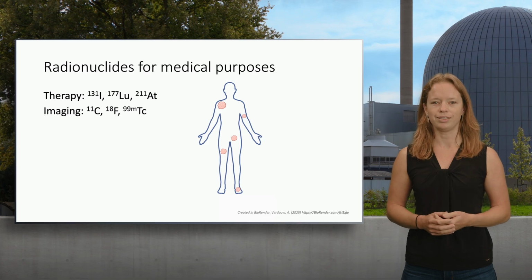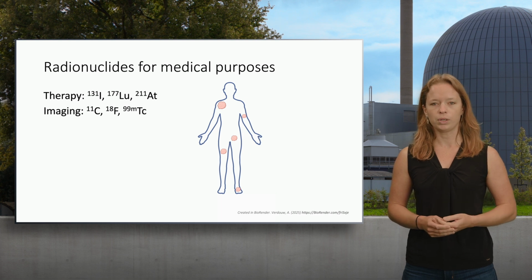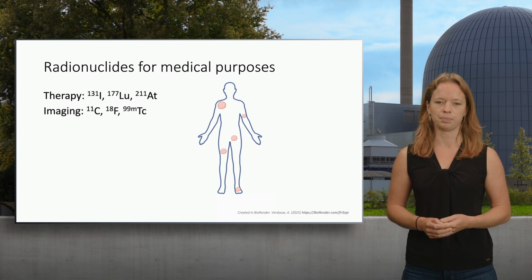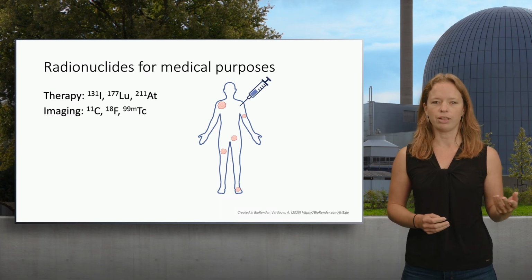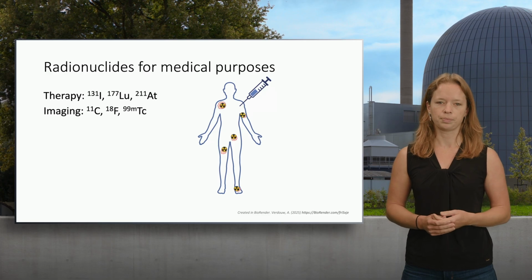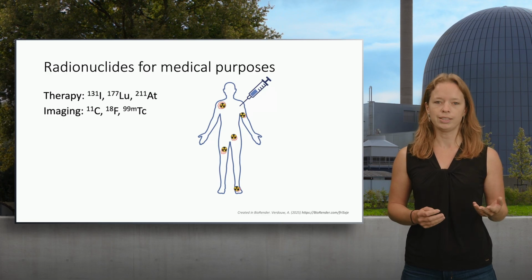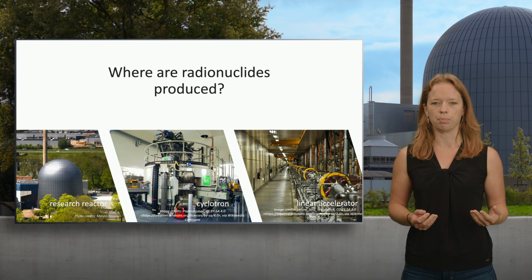Typical medical radionuclides are, for example, iodine-131, lutetium-177 for therapy, and fluorine-18 or technetium-99m for imaging. These radionuclides are injected into the patient as radiopharmaceuticals, where they travel to the tumor site. Once at the tumor site, they can be used to image or destroy the tumor. But where do these radionuclides come from?